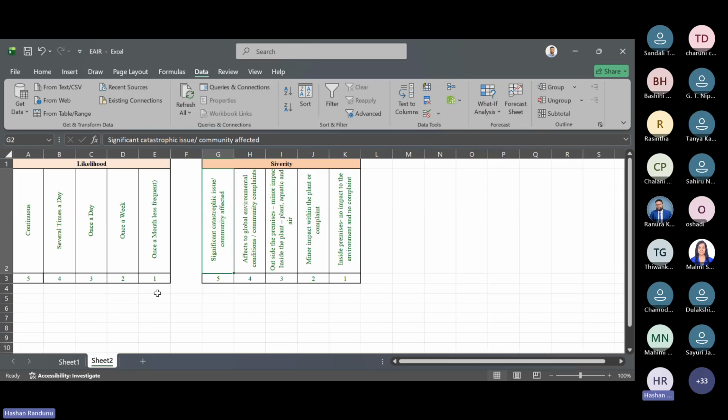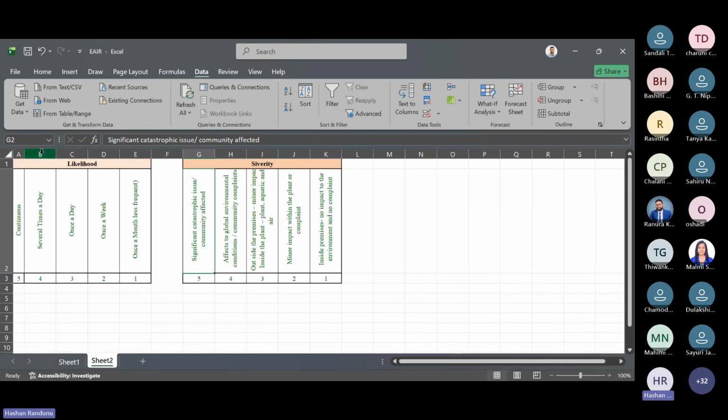then we give one. And if minor impacts within the plant or complaint, then we give two. And outside premises, minor impact, inside plant, aquatic, and air, then we give three. And if it affects the global environmental conditions, and if there can be community complaints, then we give four. And if it is a significant catastrophic issue or community is affected significantly, then we give five, right? So you can use this criteria to rate for likelihood and severity.